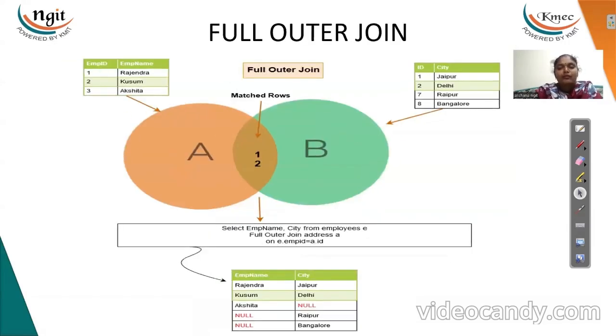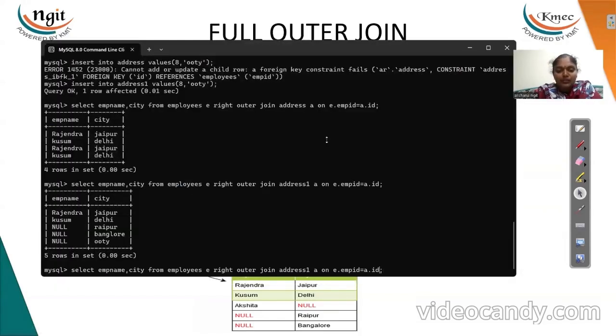Moving on to the next type of join, that is full outer join, wherein it will cover all the entries from table A on the left side and table B on the right side. So it is nothing but a combination of both left and right joins together. Here we need to perform only one change.